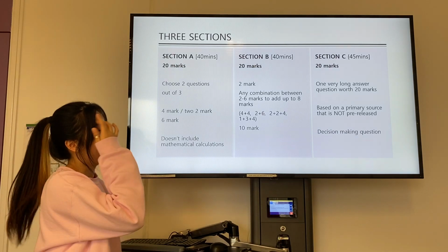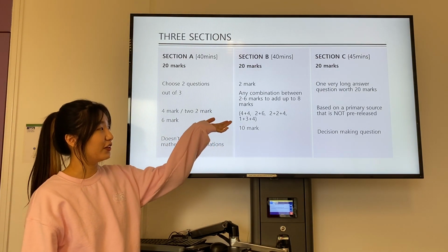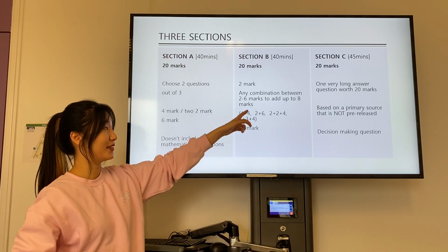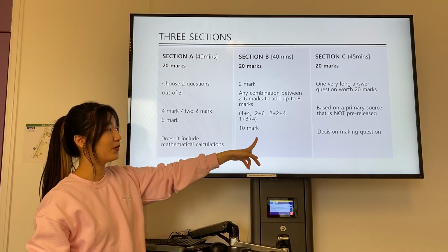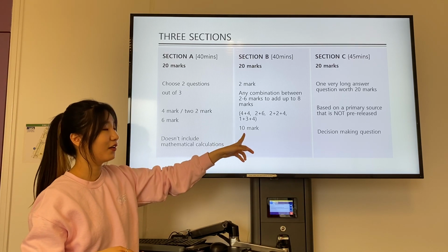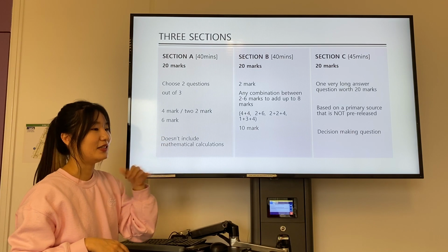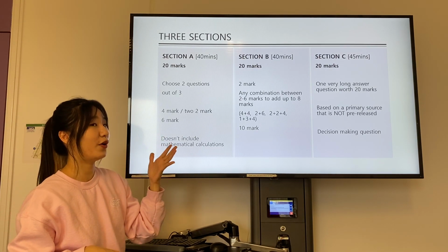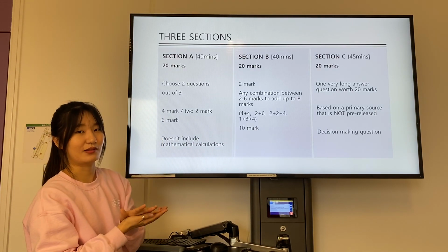Okay. And then for Section B, you can get any combination of questions that are marked ranging between 2 to 6, and even up to 8 in some cases. And the maximum mark you can have for each question is 10 marks. So you might have questions A, B, C, with A being worth 4 marks, B being worth 4 marks, and C being worth 10 marks. Overall being 20 marks in total.